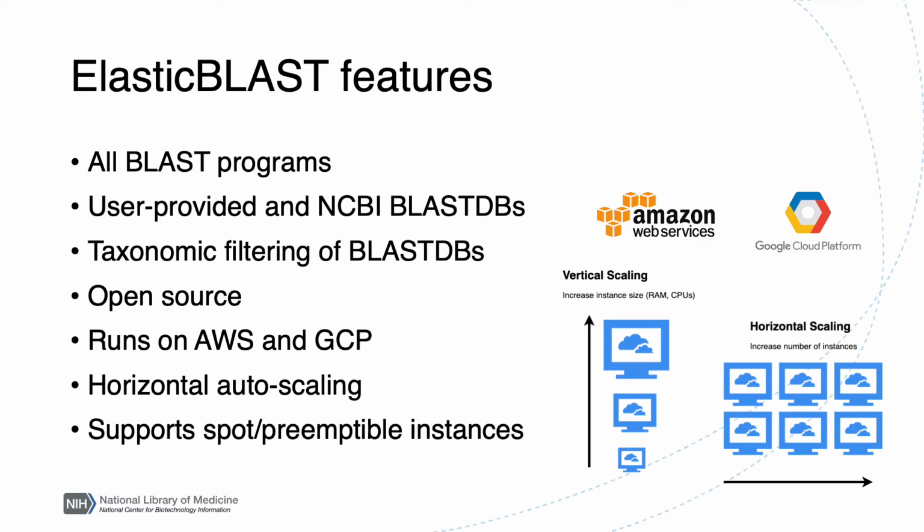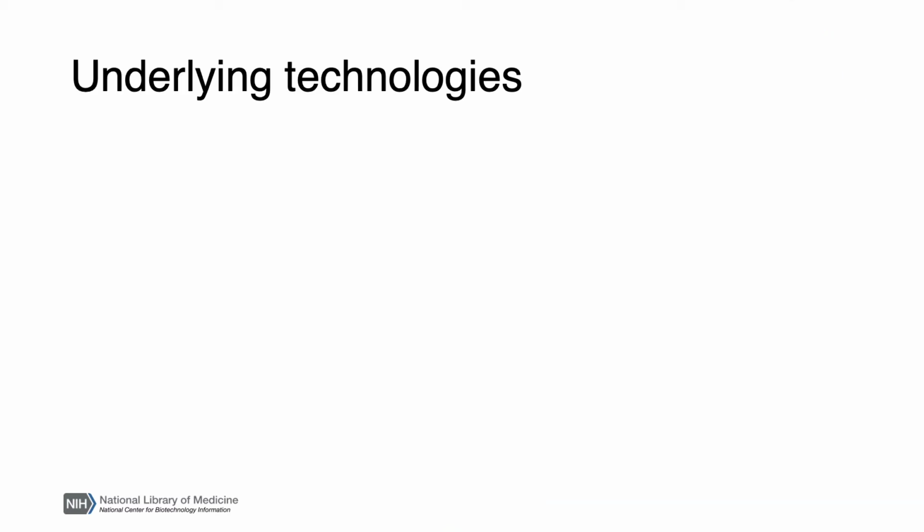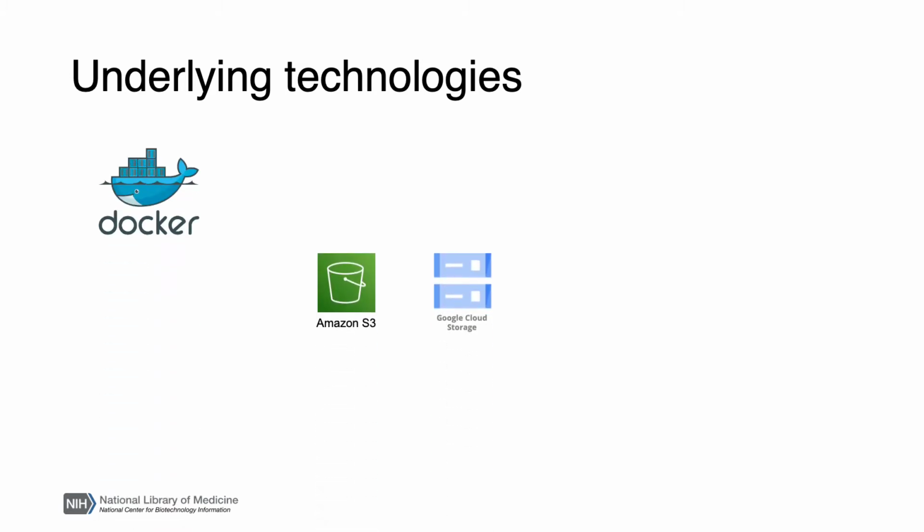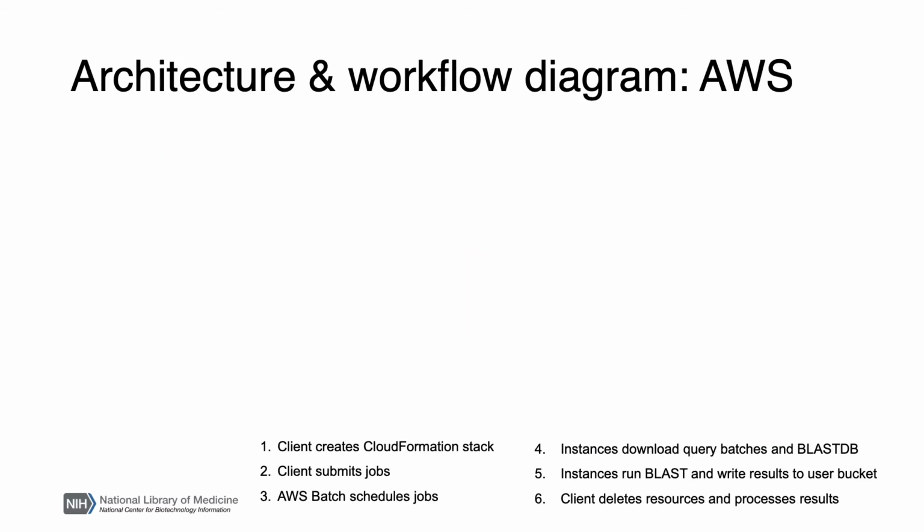Next, we'll give an overview of how ElasticBLAST works. ElasticBLAST is implemented using Docker. It uses object storage such as AWS S3 or Google's GCS for BLAST databases, queries, results, and ancillary data, and Kubernetes on GCP and AWS Batch for cloud resource management and job orchestration.